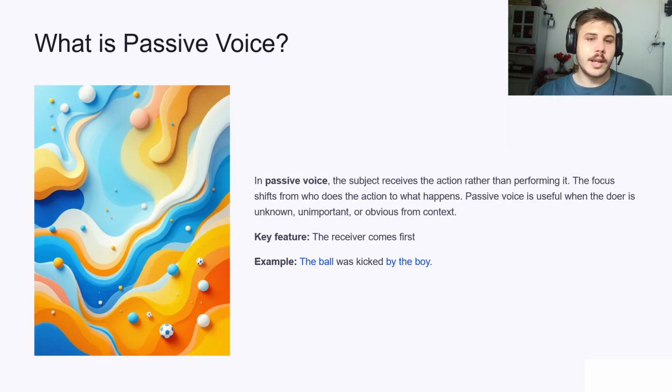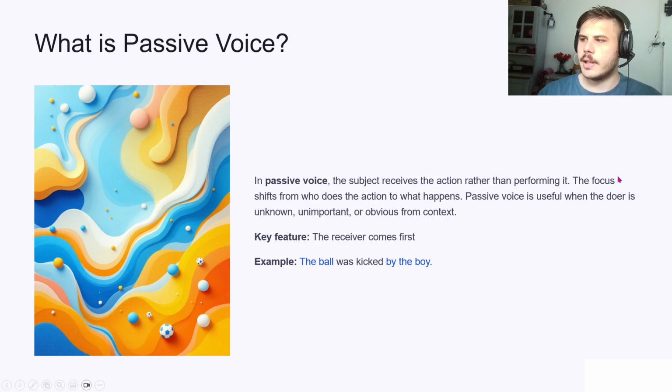Now we're going to look at passive voice. What is passive voice? In passive voice, the subject receives the action instead of performing it. The focus shifts from the person doing the action to what is being affected. For example, the ball was kicked by the boy. Here the ball comes first, so the focus is on the receiver.